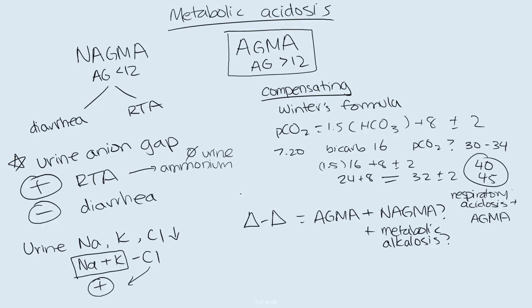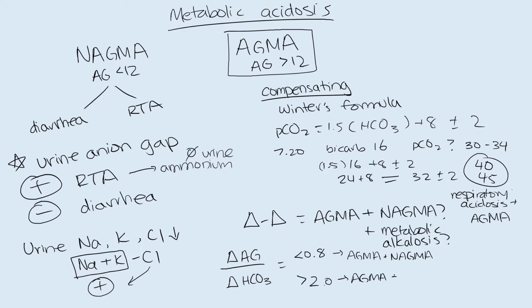So basically, the reason it's called delta-delta is because it's the change in your anion gap over the change in your bicarb level. So if this ratio is less than 0.8, anion gap metabolic acidosis plus non-anion gap metabolic acidosis. And if it is greater than 2, then that suggests anion gap metabolic acidosis plus metabolic alkalosis. If it's between 0.8 and 2, then it's just anion gap metabolic acidosis alone.